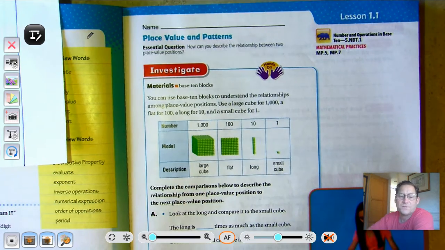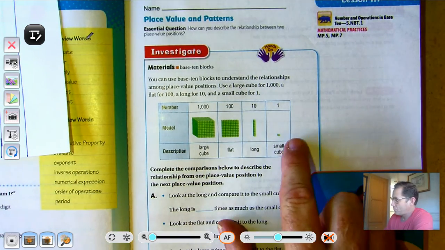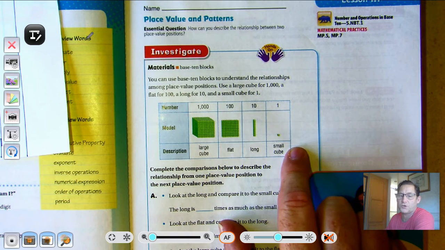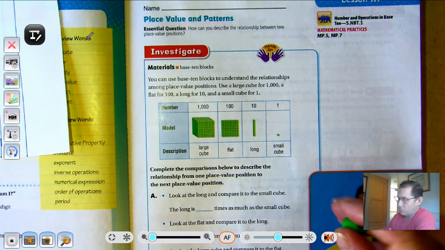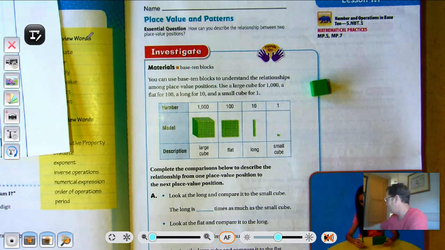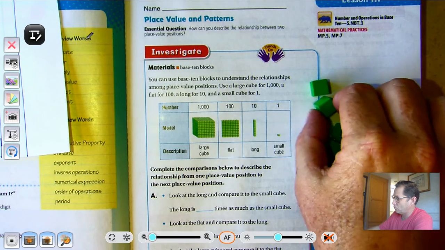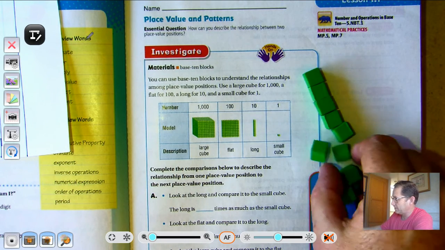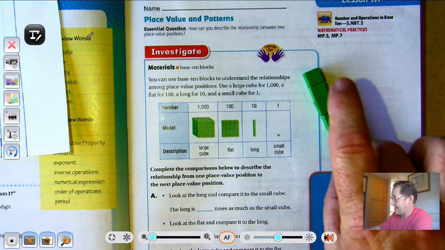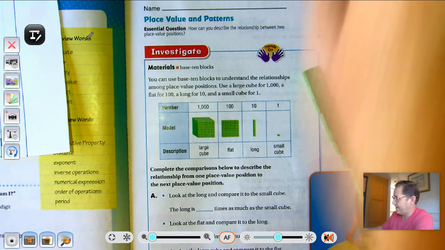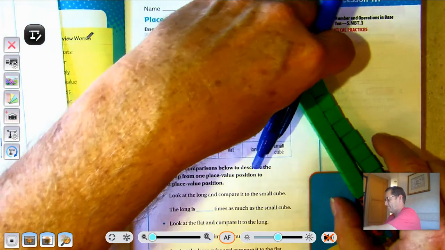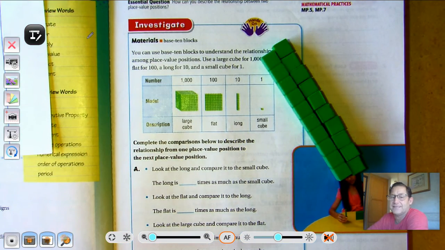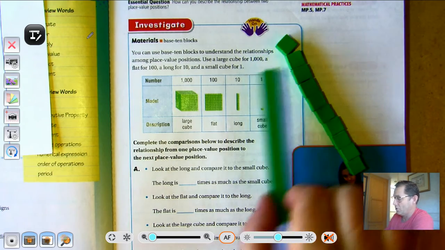So we should be able to see that it takes 10 times as many of the smaller unit to equal the larger unit. So if we're talking about the small cubes, how many small cubes will it take to equal one long? Well, we should know that that's going to be 10, right? Because a long is 10. And we can find that out by just matching them up. We see that they do match. So 10 times the small cubes would give me one long.